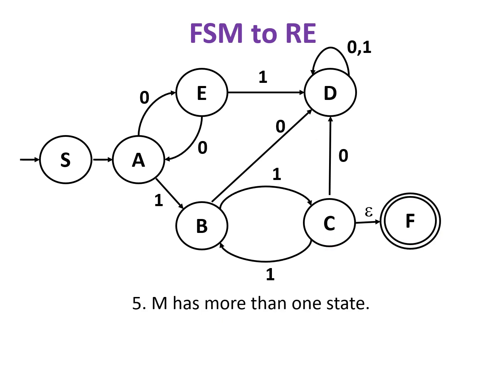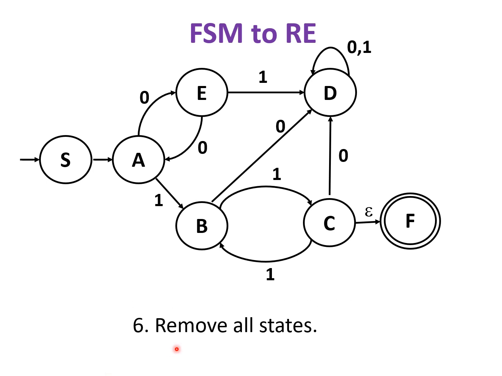In step 5, if the finite state machine has a single state, that is, the start state is the accepting state and has no transitions, then the finite state machine halts, returning the regular expression as epsilon. Whereas in this finite state machine, there is more than one state.